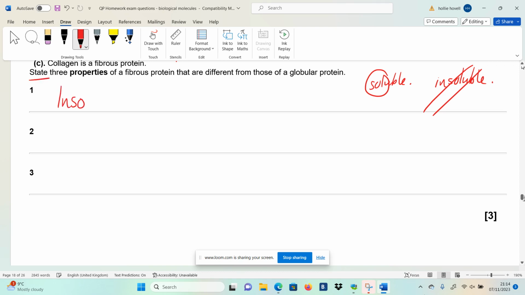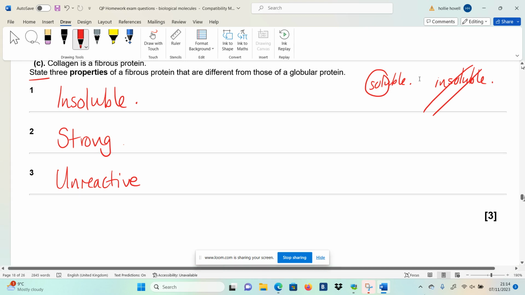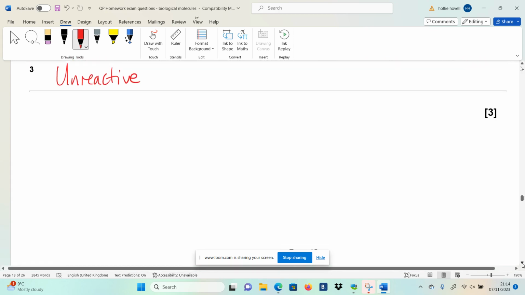It only says state, not explain, so you don't need to explain why it's important or why it's useful or anything. It's literally just state. The second thing is they're much stronger. So we can say it's strong. And thirdly, we can say it's totally unreactive. Okay. They're the only three answers that they accept for that. So just make sure you know those properties of fibrous proteins.